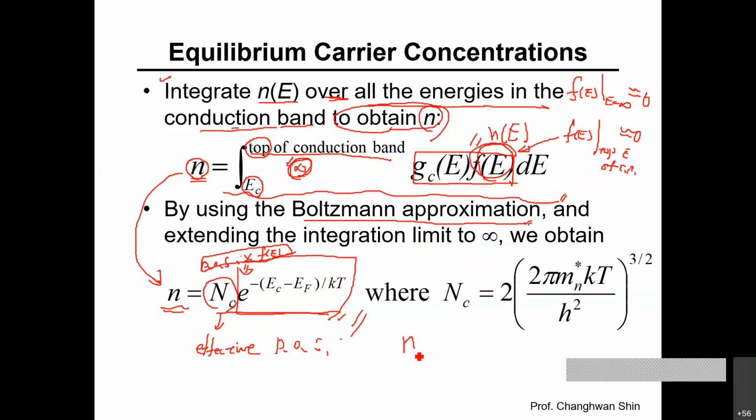The total number of electrons is effective density of states of the conduction band times exponential minus EC minus EF over KT. So please write this equation maybe 20 times repeatedly. You should memorize this equation. So try to do that.